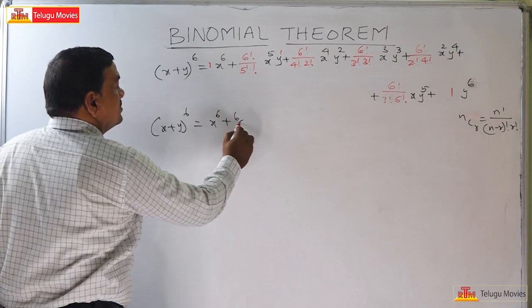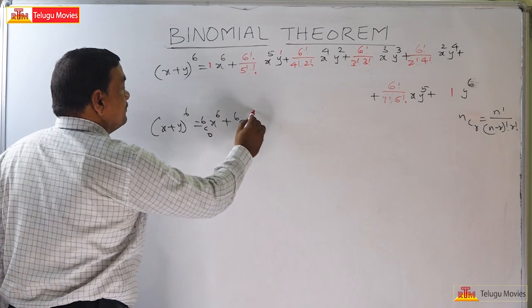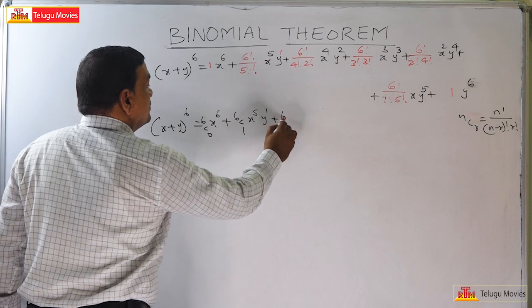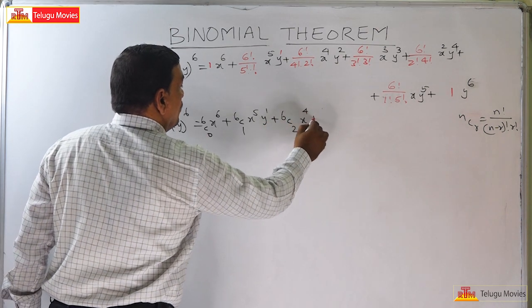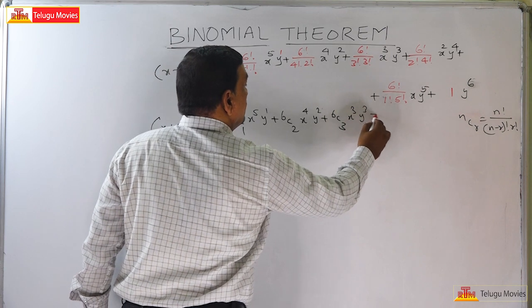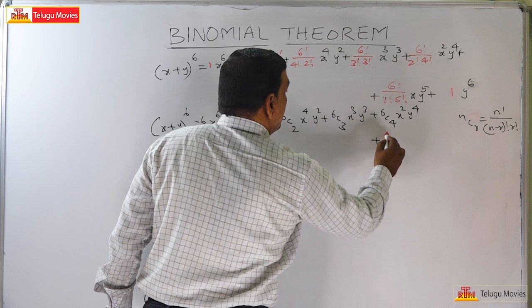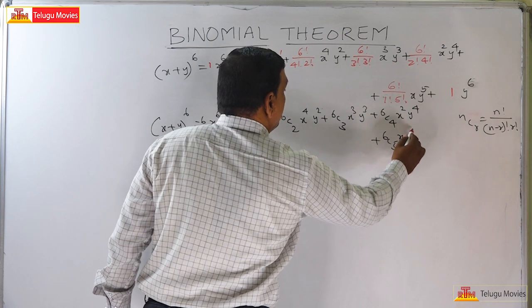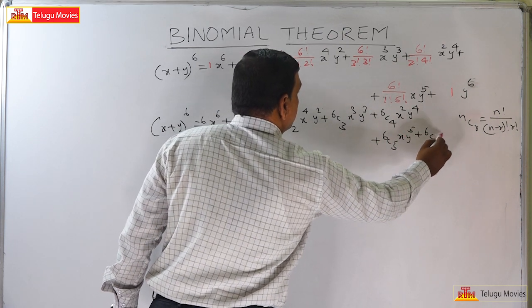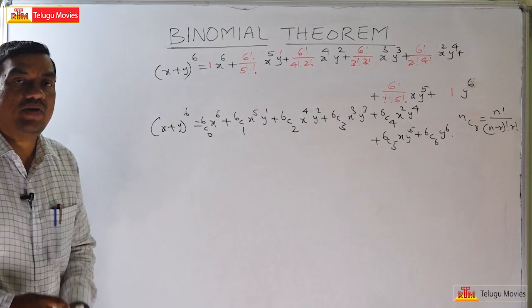So this is nothing but 6C0 x^6 we can write down here. 6C1 x^5 y and 6C2 x^4 y^2, 6C3 x^3 y^3 plus 6C4 x^2 y^4 plus 6C5 x y^5, 6C6 y^6. Understand? So this is the binomial expansion.